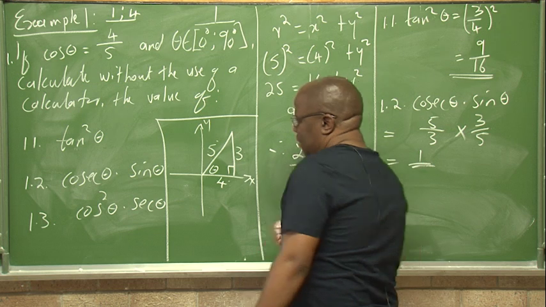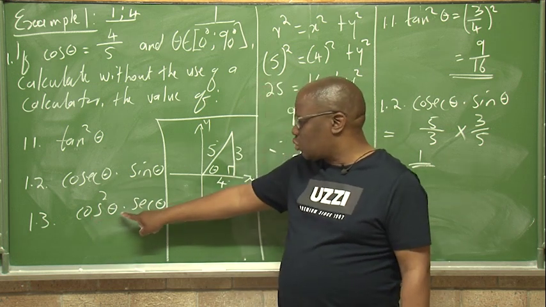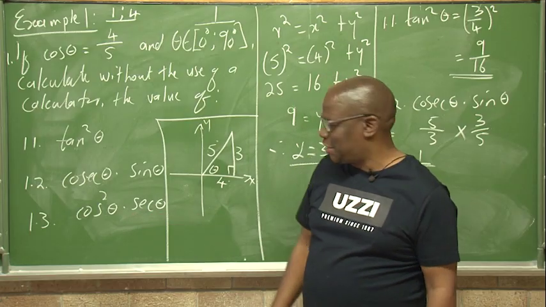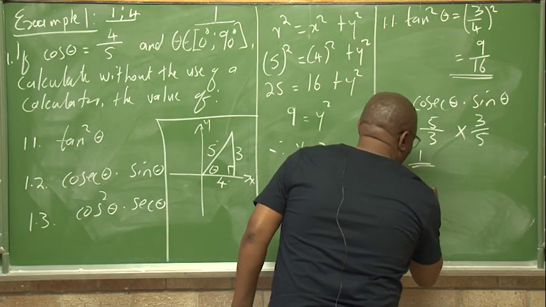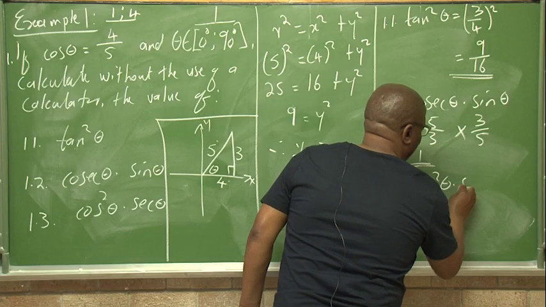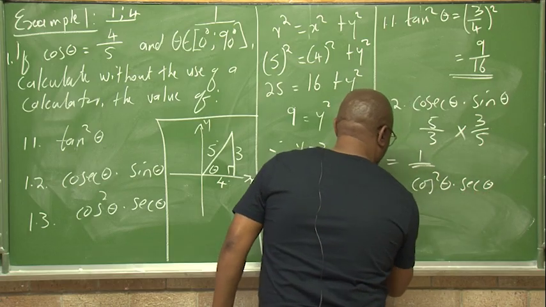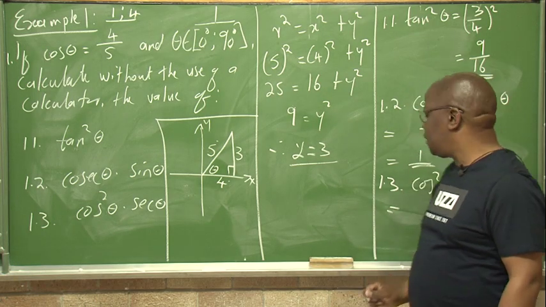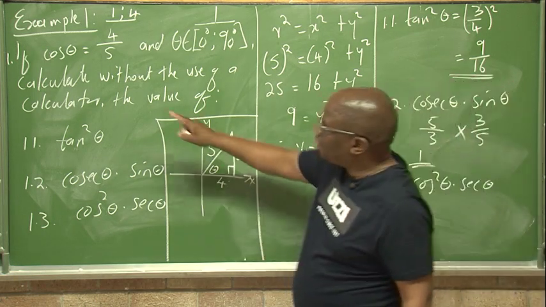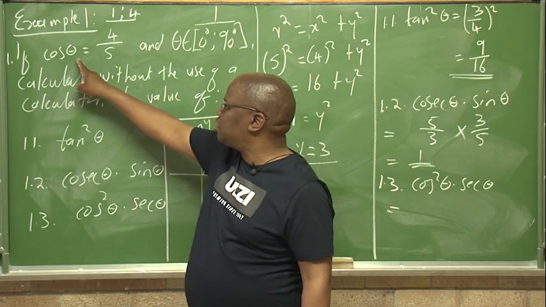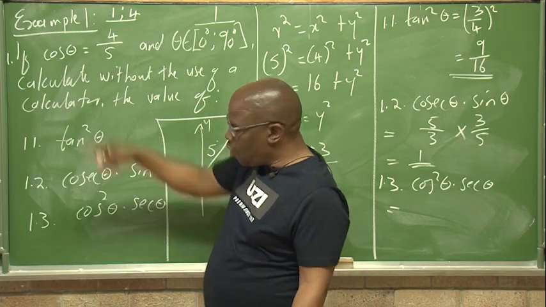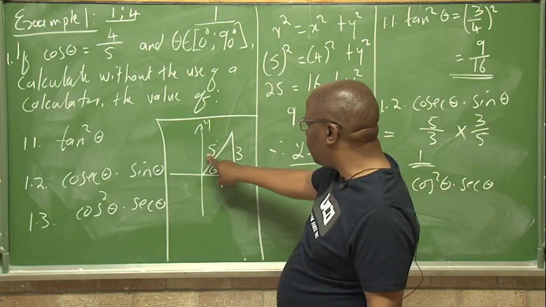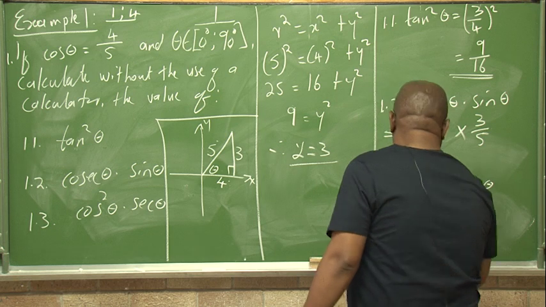Check 1.3. In 1.3, we're required to calculate cos squared theta multiplied by the secant of theta. Cos squared theta. This one is a bit easier because already from the statement, you are given cos theta as 4 over 5. Or even if you look at the diagram, here is theta. Cos is adjacent over hypotenuse. It's 4 over 5.